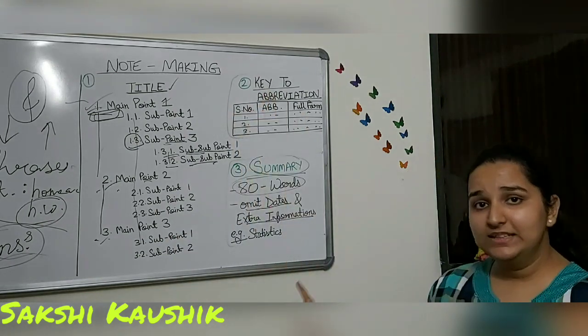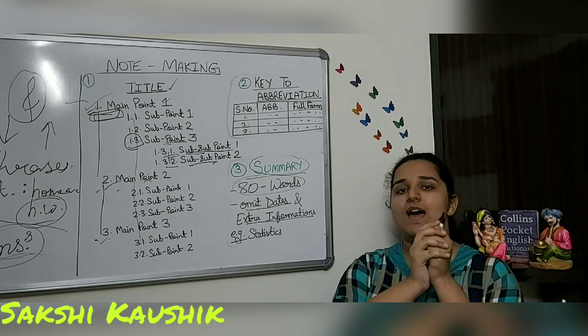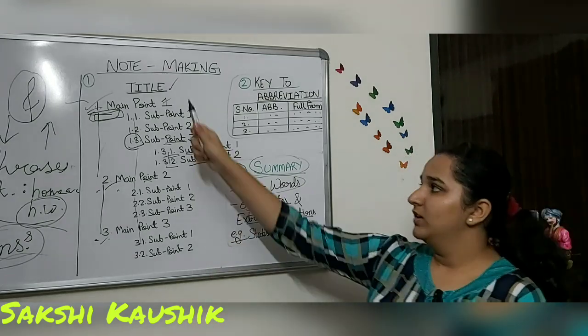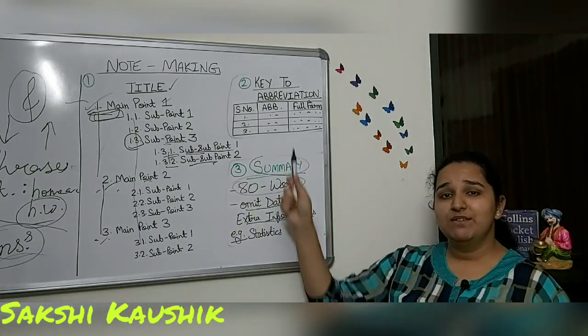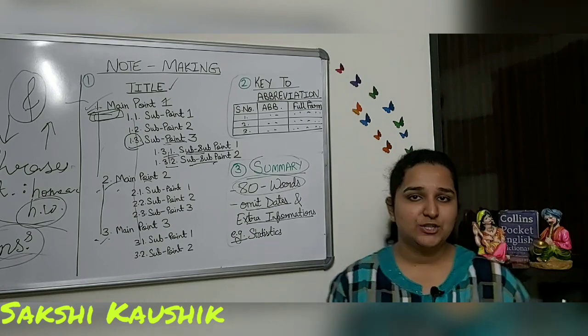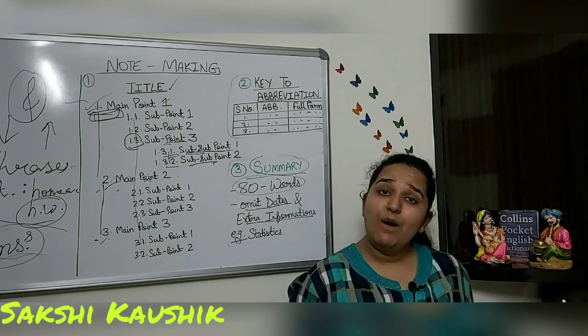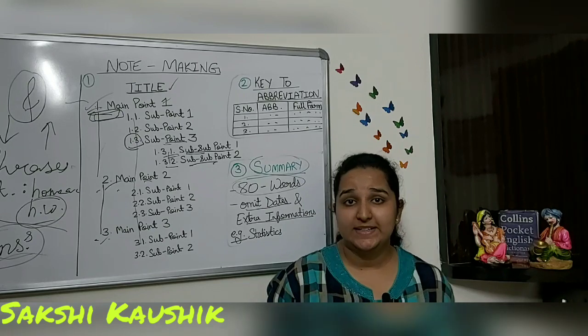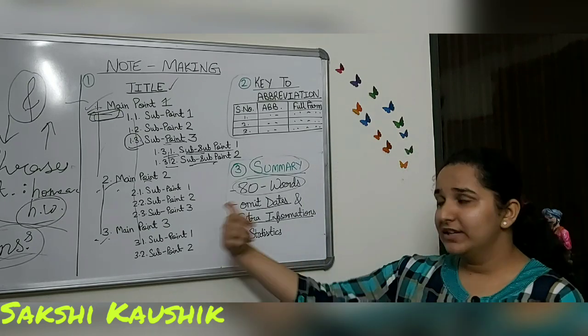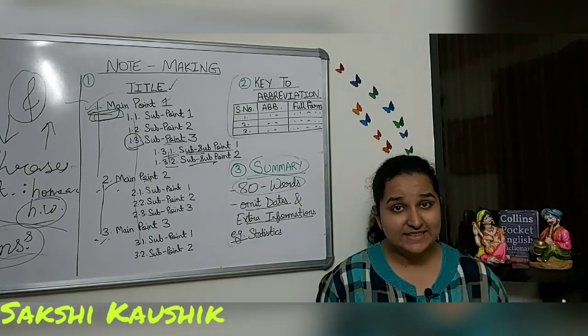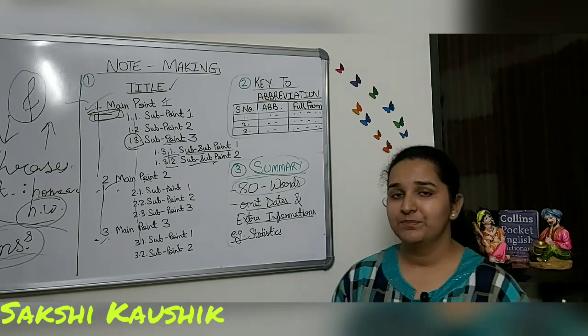So this is the whole thing that you have to do in your paper as soon as you get the note making question: the main body, the key to abbreviation, and the summary that you have to write. Now I have certain important points that I want to tell you regarding note making. Always keep these points in your mind.